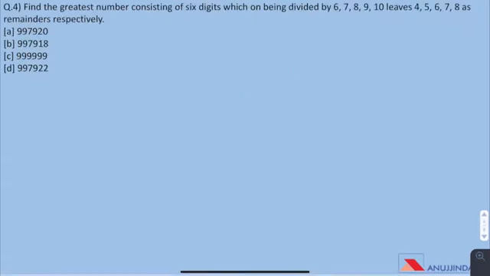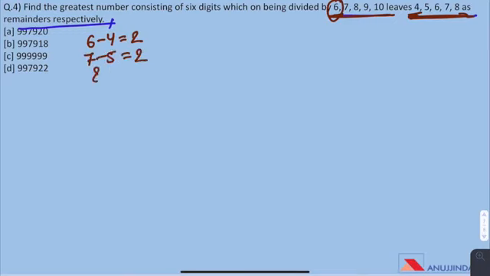Question 4. Find the greatest number consisting of 6 digits which on being divided by 6, 7, 8, 9, 10 leaves 4, 5, 6, 7, 8 as remainders respectively. There are 2 types of problems involving remainders. One in which the remainder of all the given numbers is same, like the problem we have solved. And second one in which the remainder of every number is different. In such cases, what we do, we minus the remainder from the number itself. 6 minus 4 gives us 2. 7 minus 5 gives us 2.